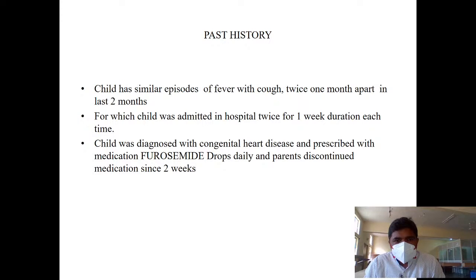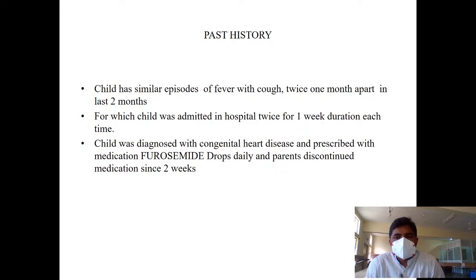The child was diagnosed with a congenital heart disease and was on furosemide drops. If a child is receiving furosemide drops, then it indirectly tells you that the child is having a CCF entity. With this background, you can localize the system involved. This child is having a cardiac pathology, and taking into account the age, this child has a history from 4 months onwards. So it goes more in favor of a congenital cause rather than an acquired cause.